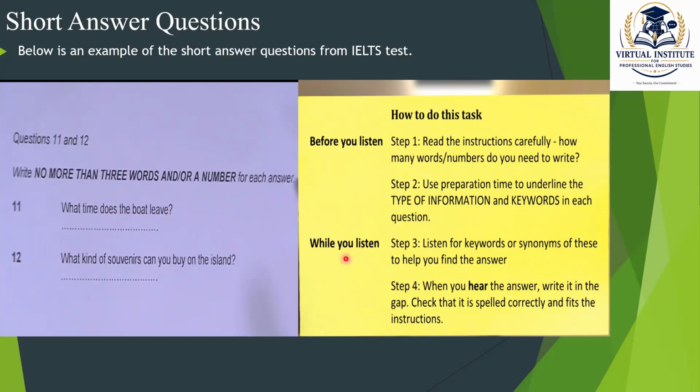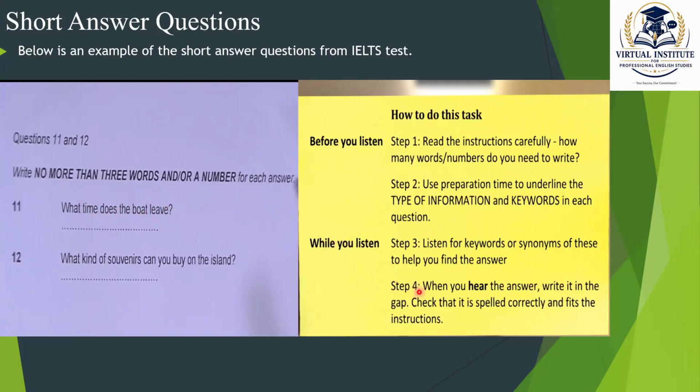Okay. Then what should you do when you are listening? So step three is listen for keywords or synonyms of these to help you find the answer, right? Listen for the keywords or the synonyms. So you should be looking for the synonym of time. You should be looking for the synonym of leaving, right? And the boat as well, right?